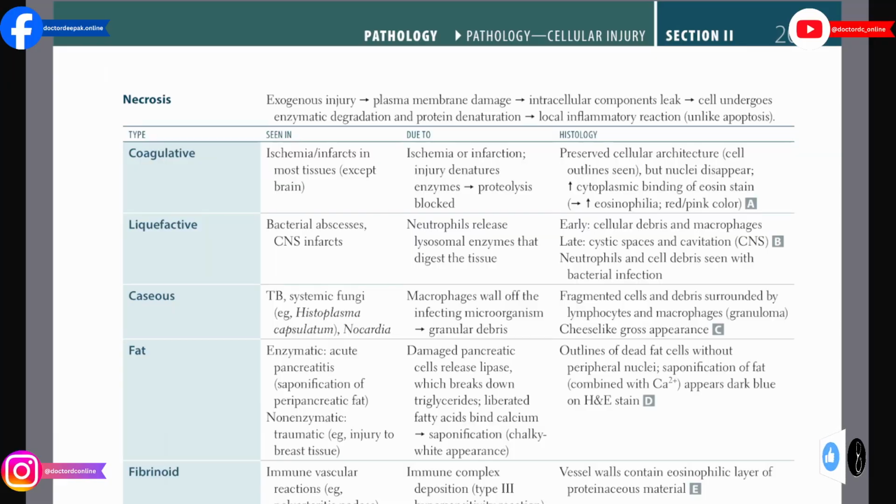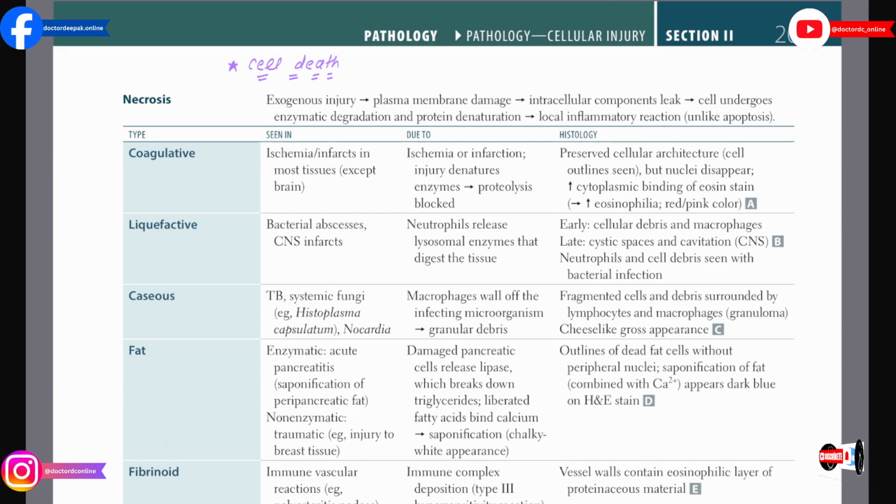Okay, so let's start. Today we are going to start the important topic, that is cell death. In cell death, we will discuss the two important methods through which a cell is going to die. First one is apoptosis and second one is necrosis. So we'll discuss both the topics today.